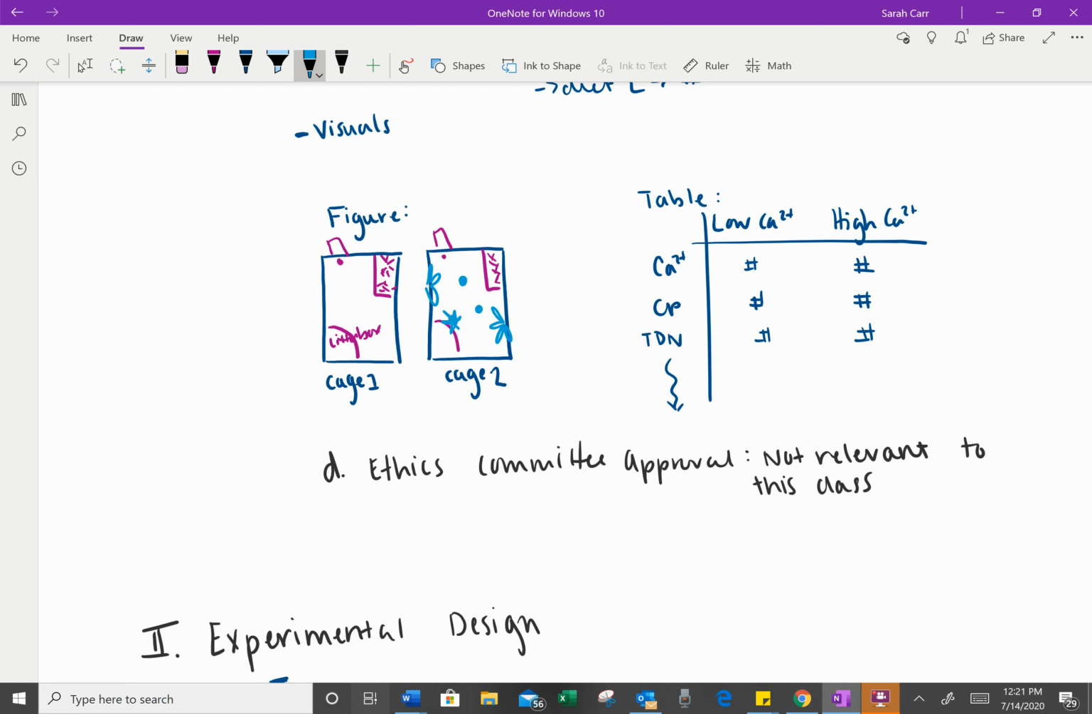Finally, in this first major section, there's typically a statement about approval from an ethics committee, and you'll have an approval number for a protocol. This is not relevant to this course, but when you're reading research papers, you will most likely see this statement.